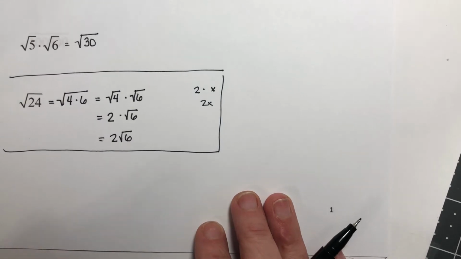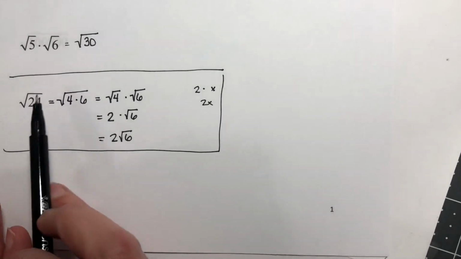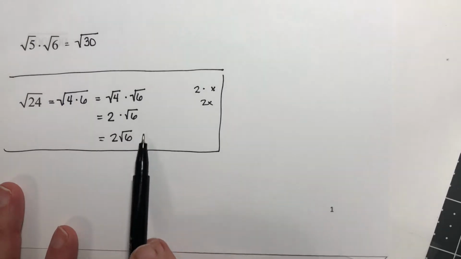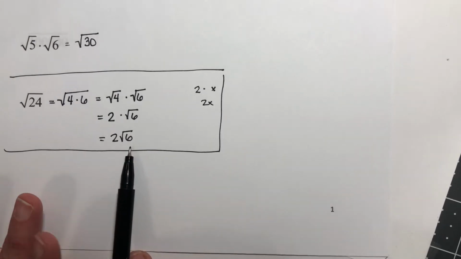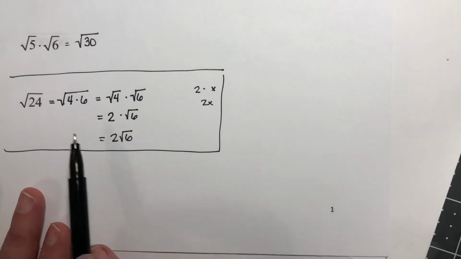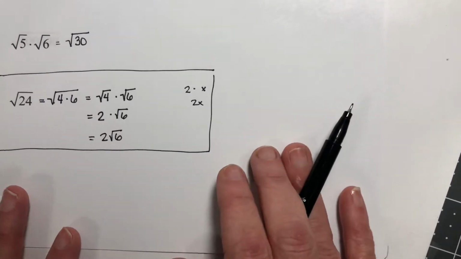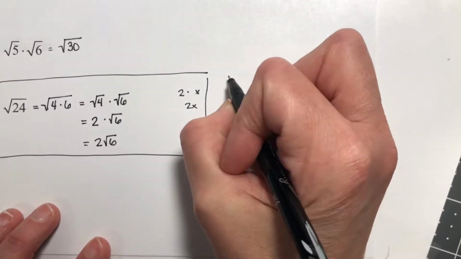This is section 8.2, part 2. At the end of the last video, we were talking about how we broke up 24 as 4 times 6 and split it into 2 radicals and simplified. This is simplified. You're always going to have to simplify your radicals. This is not the easiest way to do it. What we want to look at is prime factorization.